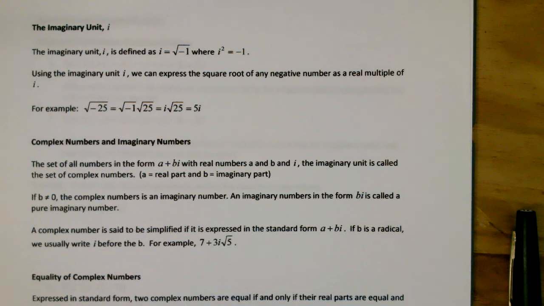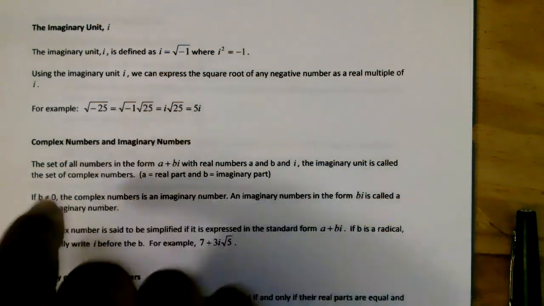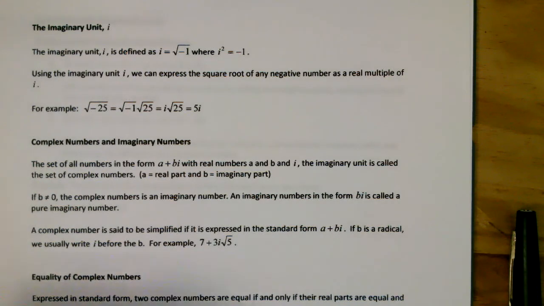So using the imaginary unit i, we can express the square root of any negative number as a real multiple of i. Before, if you were to take the square root of a negative number in the calculator, you would get some type of error message, because on the calculator you cannot take the square root of a negative number and have it give you a real number as an answer. But with the imaginary unit, you are allowed to take the square root of a negative number, like the square root of -25.